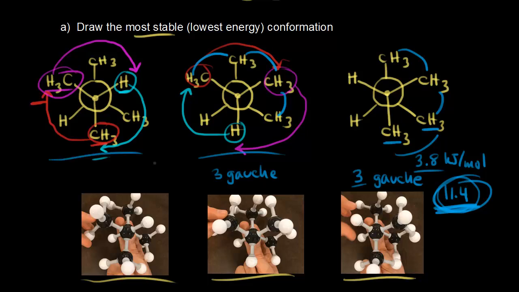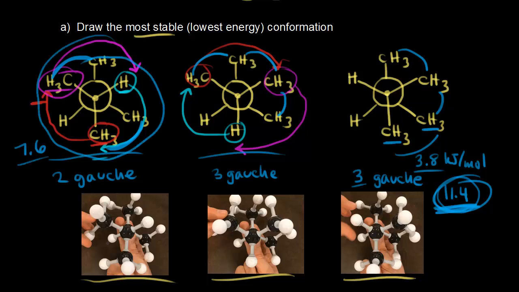What about this conformation, our first one? Well, here's a gauche interaction, so that's 3.8 kilojoules per mole, and here's a gauche interaction. Well, we have only two for this conformation, so only two gauche interactions. That would be a total of 7.6 kilojoules per mole, which is the lowest energy. So this is the most stable conformation.